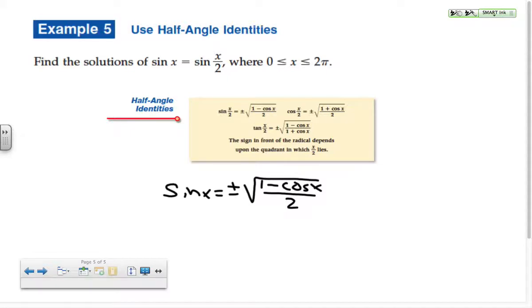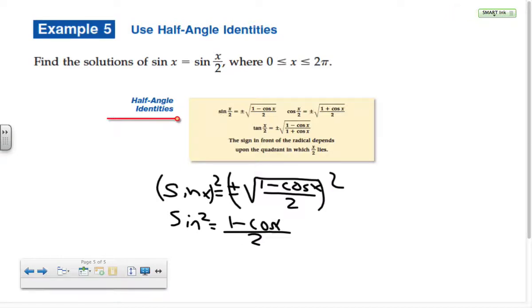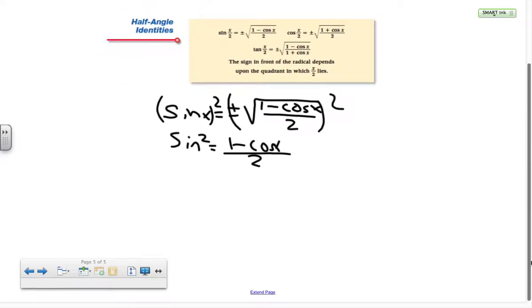Now, to get rid of the square root and the plus or minus, I'm going to square both sides. So I end up with sine squared x equals 1 minus cosine x over 2. Now I don't want to have both sines and cosines in this really complicated problem. Since it's easier for me to change the sine squared to a cosine, I'm going to change it to 1 minus cosine squared x equals 1 minus cosine x over 2.